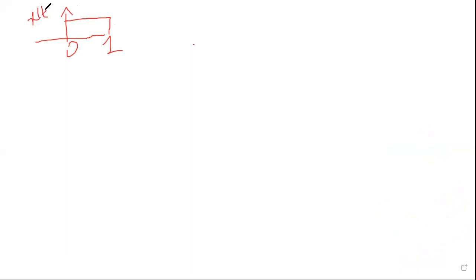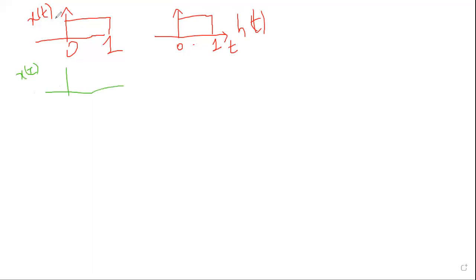Then next is h of t, again 0 to 1. So you just follow the same steps. The first step is x of tau. X of tau, there is nothing changed. Same amplitude, amplitude is 1 only. So 0 to 1, the amplitude is 1.